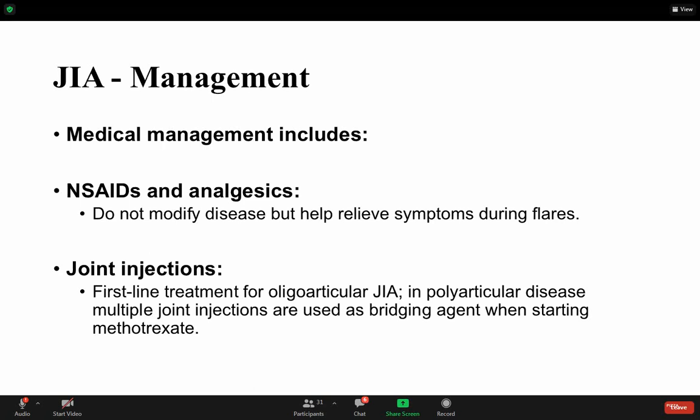ممكن نعطيهم joint injections فبالغالب نعطيهم ستيرويد او احيانا نعطيهم ميثوتريكسيت. اوكي في الغالب انه تكون الستيرويد. اوكي فات از ذا فيرست لاين تريتمنت فور اوليجو ارتيكولار جي اي اي. نفس الشيء ما يحتاج تعرفون تفاصيل الجوينت انجكشنز.